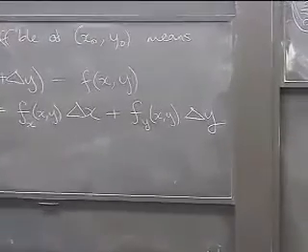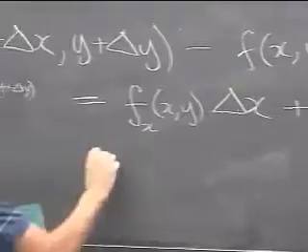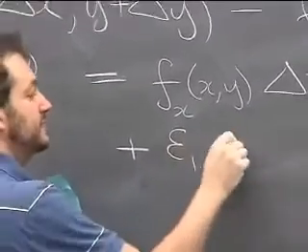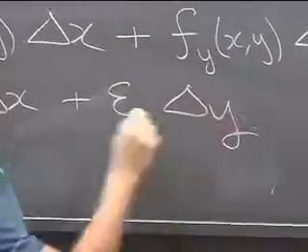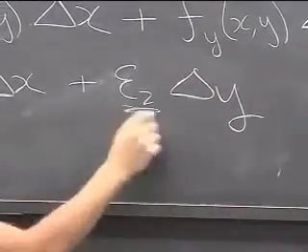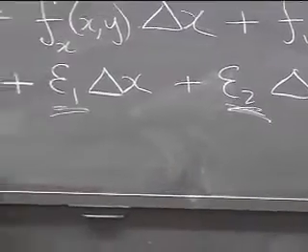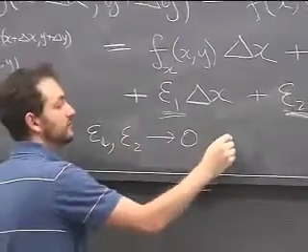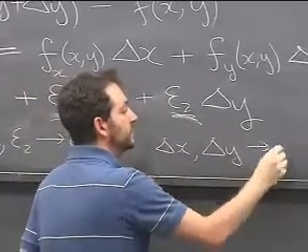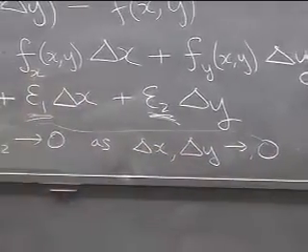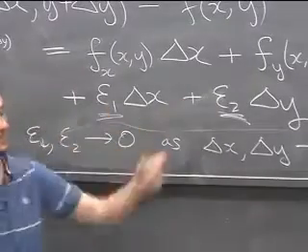And now I kind of need this extra bit. This would be approximately true, but I also need an epsilon 1 times delta x and an epsilon 2 times delta y, with the idea that these become really small. They kind of go away. So epsilon 1 and epsilon 2 go to 0 as delta x and delta y go to 0. So there's the limit. I kind of put the whole limit with any paths onto this epsilon 1 and epsilon 2.